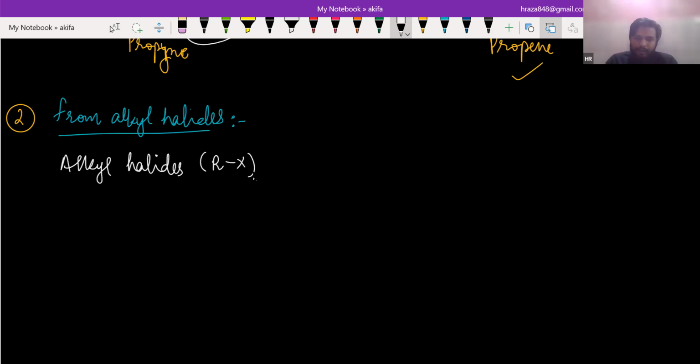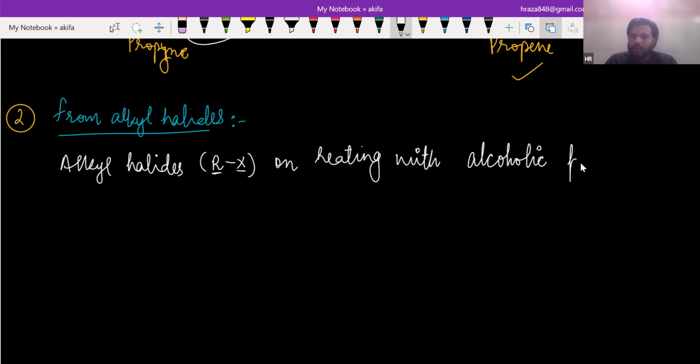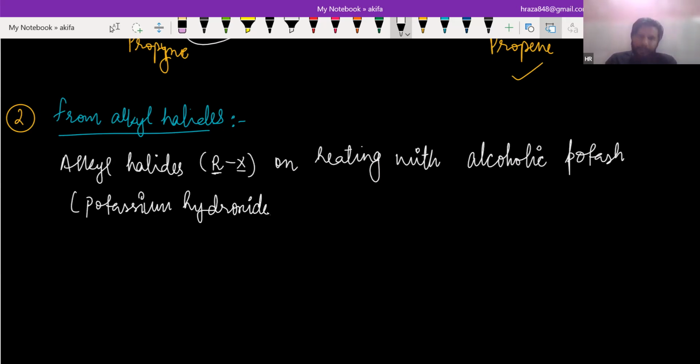that means RX. R represents alkyl and X represents halogen, that is halide. On heating with alcoholic potass. Wait a minute. Just write alcoholic potass. And what potass means, I'm going to write it and I'm going to explain it. Basically, potass is potassium hydroxide dissolved in alcohol. This is basically potass. And alcohol, just say ethanol.